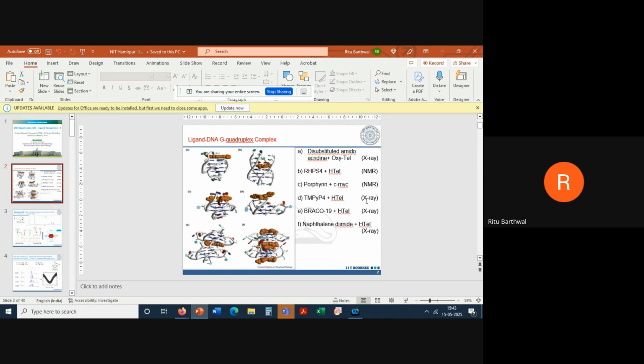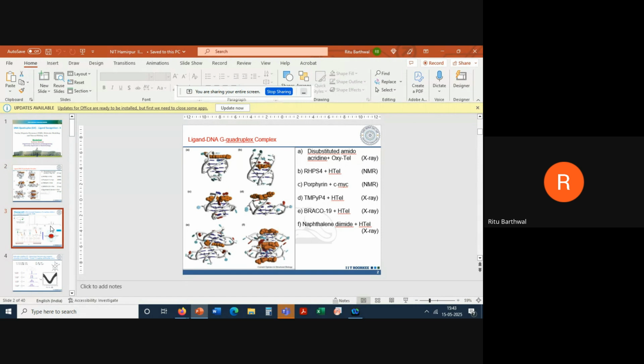So the techniques that have been used are X-ray and NMR, and you can see there is a wide range of interactions. Some of them, the brown colored ones which you can see on the slides, are the ligands. And this ligand may stack at the end, it may intercalate in between the quartets, it may do both, or it may even bind to the grooves, may interact with phosphates through electrostatic interaction. So there are many, many ways in which they can bind.